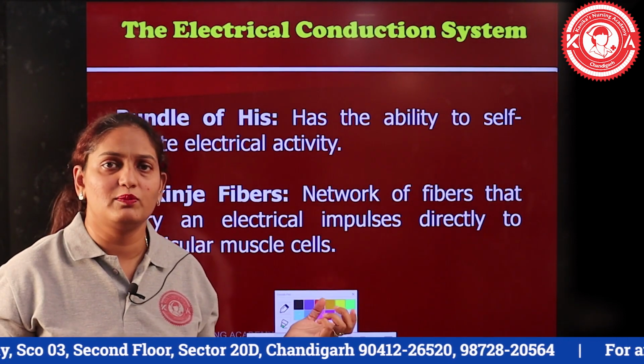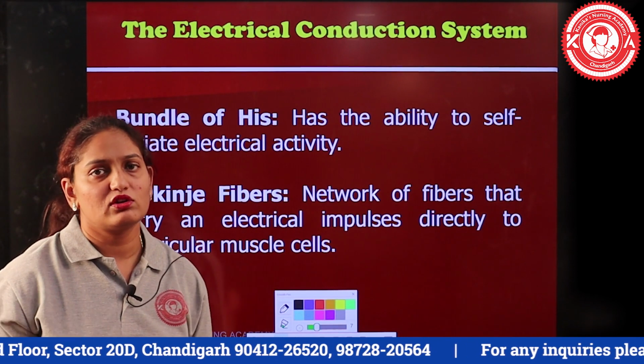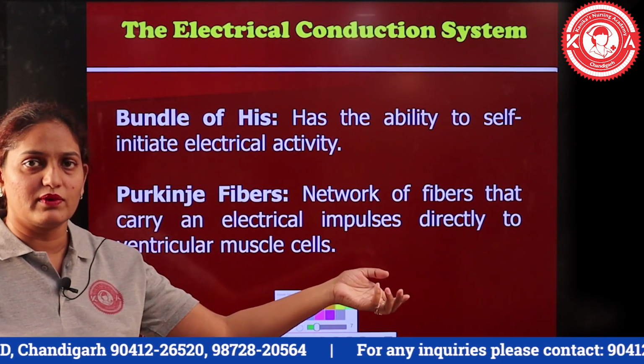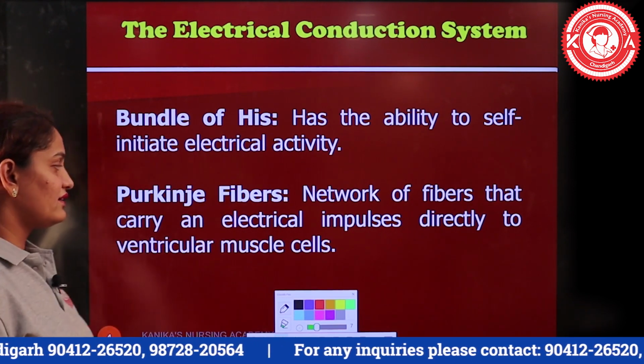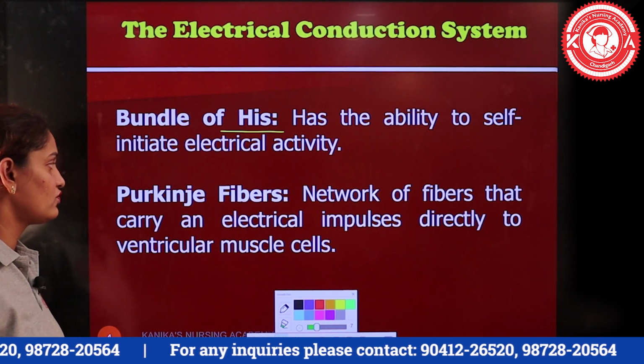The responsibility will be taken over by the AV node or the upper chambers of the heart. But when they are also not able to generate the electrical impulse, then further more cells will come up for generating the electrical impulse, and one of those cells is present in the bundle of His as well.